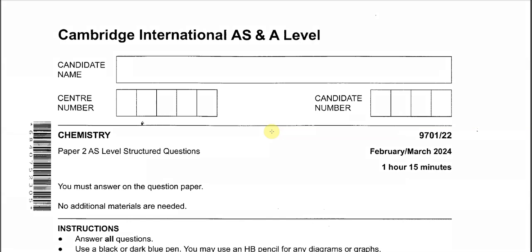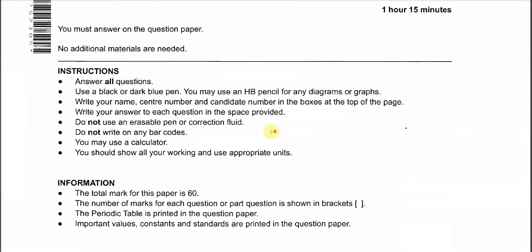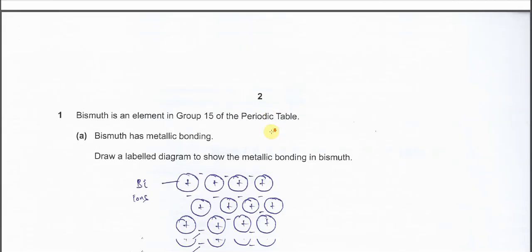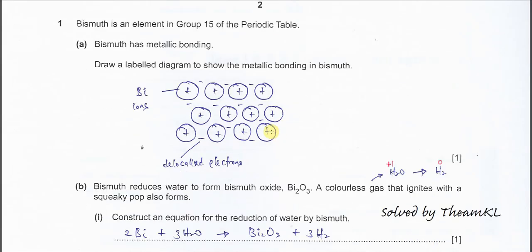February-March 2024, Paper 2, Variant 2. Question 1, Part A. Bismuth has metallic bonding. Draw a labelled diagram to show the metallic bonding.